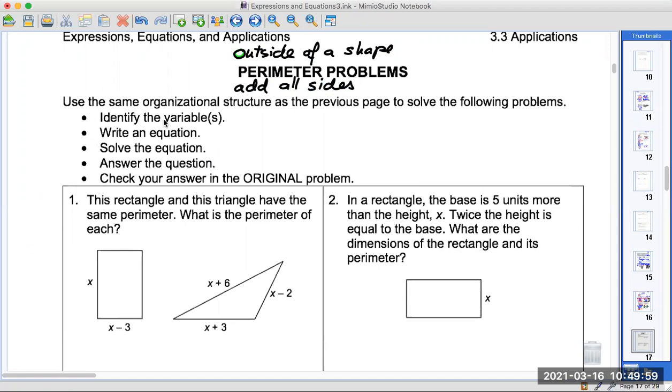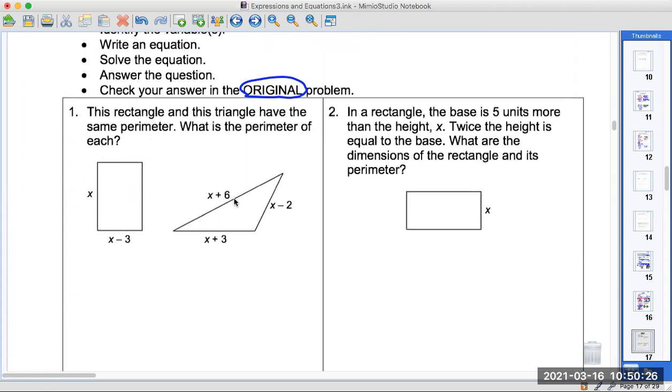Again, we're going to use the same organizational structure as the previous page to solve the following problems. We're going to identify a variable, which is going to be a little trickier in this, write an equation, solve it, answer the question, and check your answer in the original problem. That's another thing. You always want to go back to the original, to the top, and check your answer.